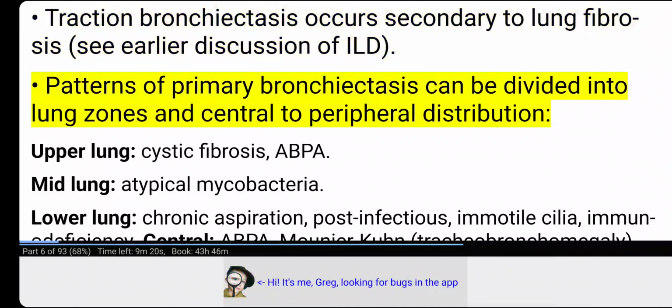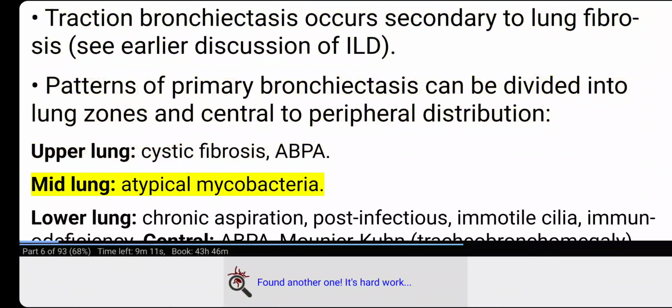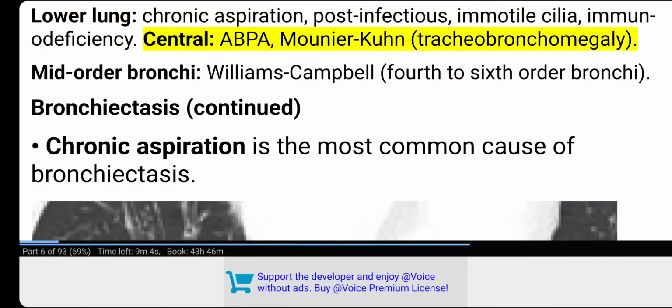Patterns of primary bronchiectasis can be divided into lung zones and central to peripheral distribution. Upper lung: cystic fibrosis, ABPA. Mid-lung: atypical mycobacteria. Lower lung: chronic aspiration, post-infectious, immotile cilia, immunodeficiency. Central: ABPA, Mounier-Kuhn, tracheobronchomegaly. Mid-order bronchi: Williams-Campbell, 4th to 6th order bronchi.